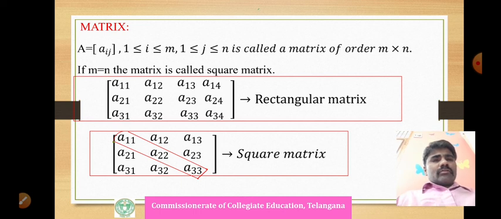When m is equal to n, the matrix is called a square matrix of order n. We simply say a square matrix of order n. Let us take one example. This is of order 3 by 4, 3 rows and 4 columns. That is A11, A12, A13, A14, A21, A22, A23, A24, A31, A32, A33, A34. If it is a 3 by 4 matrix, there is a unique identity for each element.